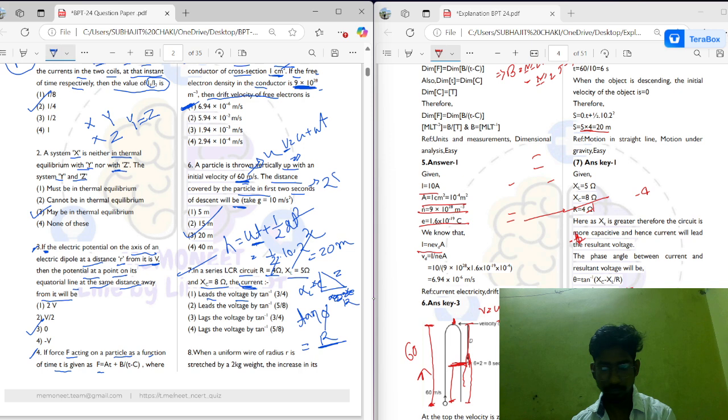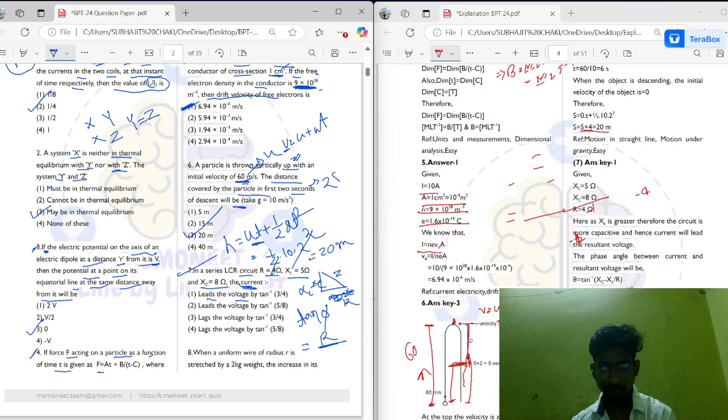This is a pretty simple thing. According to Young's modulus, you know that Young's modulus is stress by strain. Stress means F by A, and strain means del L by L. So therefore it will be L into del L. The increase in length is del L.